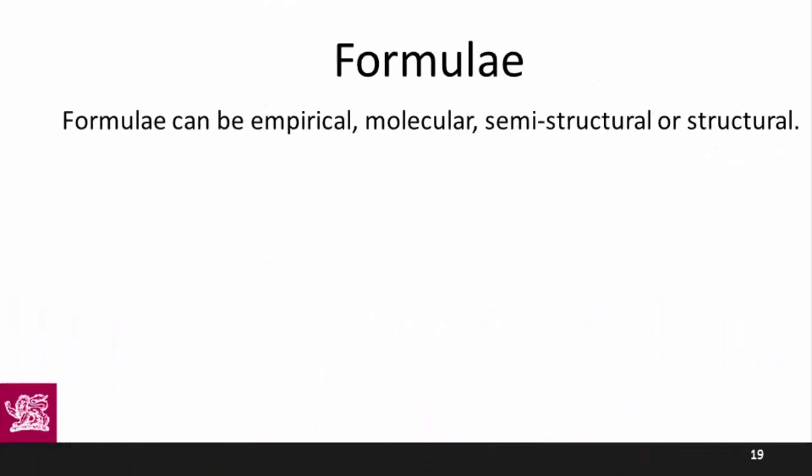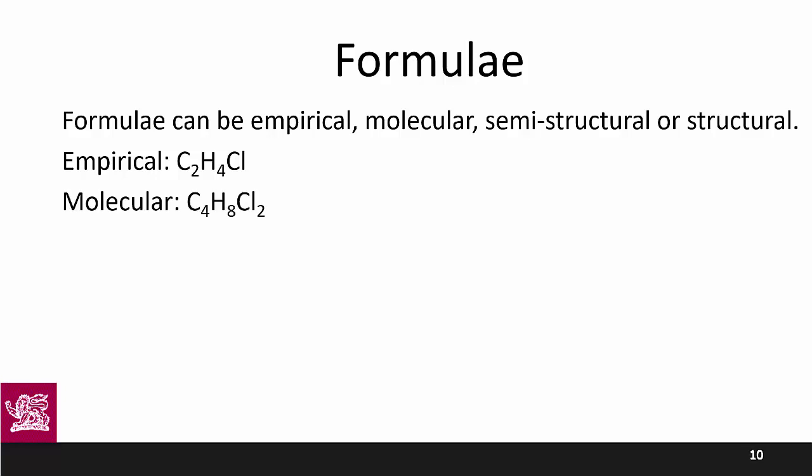We've looked at formulae, and they can be empirical, molecular, semi-structural, or structural. The empirical formula is simply the ratio of elements. It doesn't give us any idea of number. This empirical formula equally describes a molecule that is 200 carbons in length with 400 hydrogens and 100 chlorine atoms. The molecular formula is some multiple of the empirical formula and defines exactly the boundaries of the molecule.